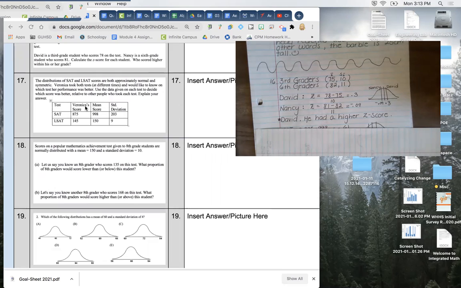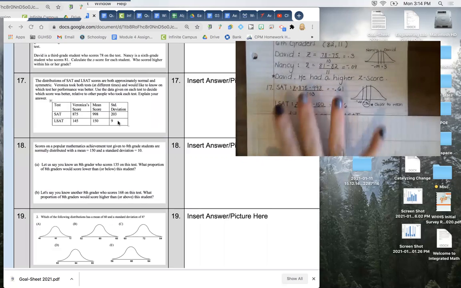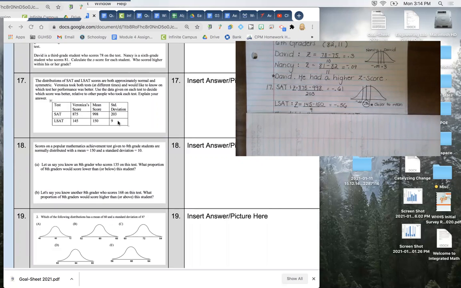So you have Veronica, and she took 2 tests. She took the SAT and then the LSAT. Her score on the SAT was an 875, and it had a mean of 998 and a standard deviation of 209. On the LSAT, she scored a 145, but the mean was 150 and standard deviation 9. So I have to do that same thing that I just did. I'm going to have to take the z-score of each one of them to figure out which one she did better on.